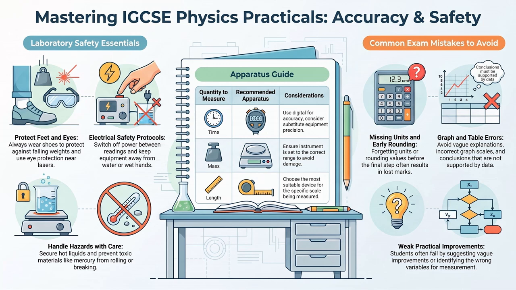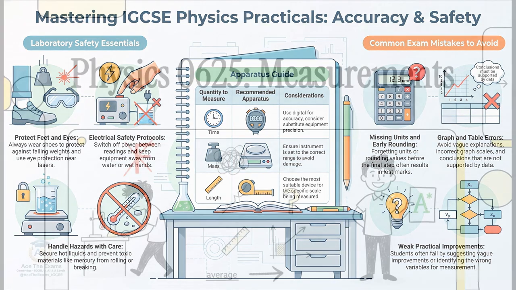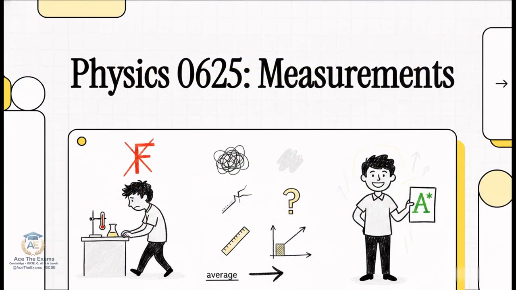Imagine writing, "I timed the pendulum and calculated density." Sounds perfectly fine in your head, right? Well, that answer gets exactly 0 method marks.